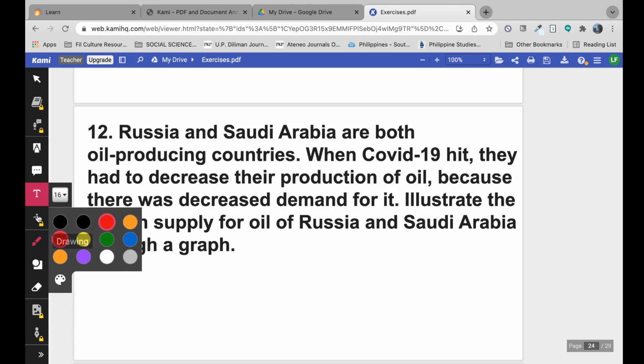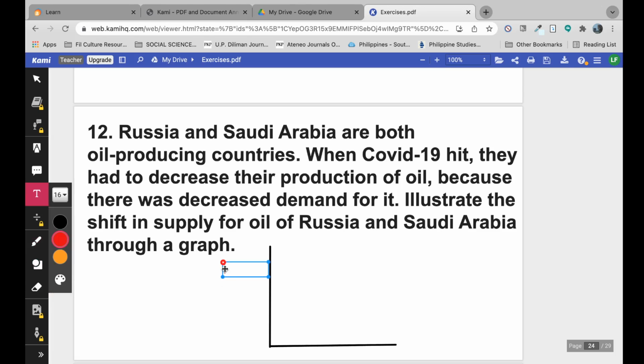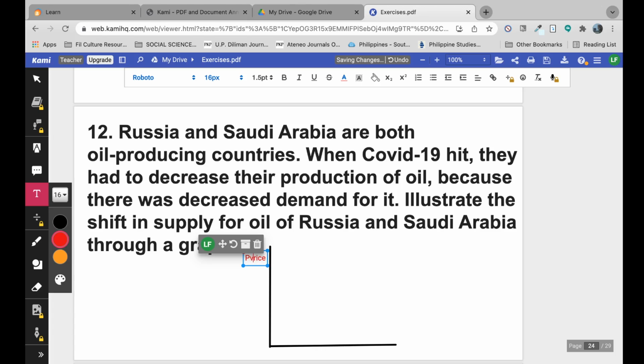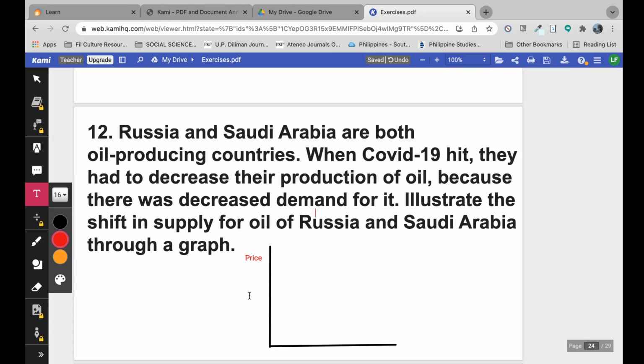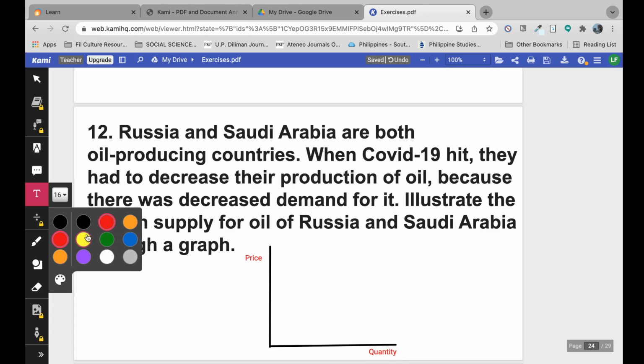1. Okay, let's construct the graph. You have your x-axis and y-axis, with your axes properly labeled: price and then quantity. And then you construct your supply curve. Make sure that it's upward sloping. So I'm going to use blue for this one.